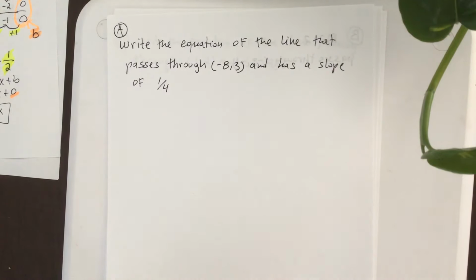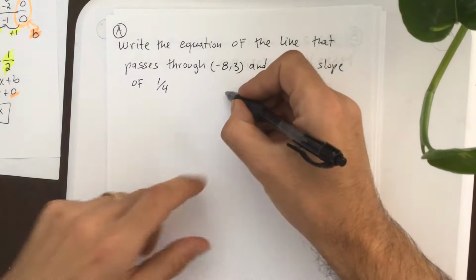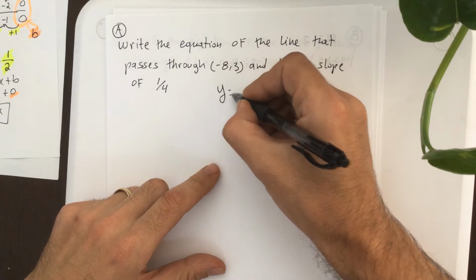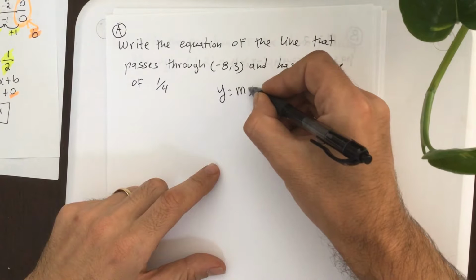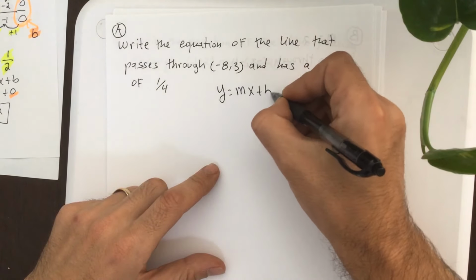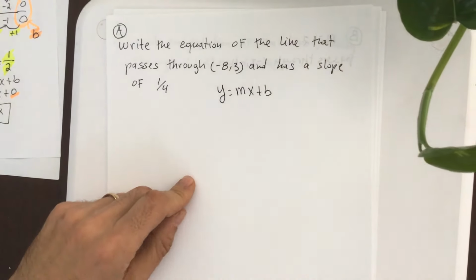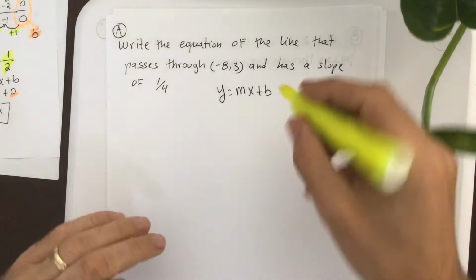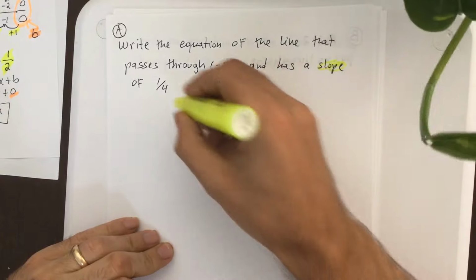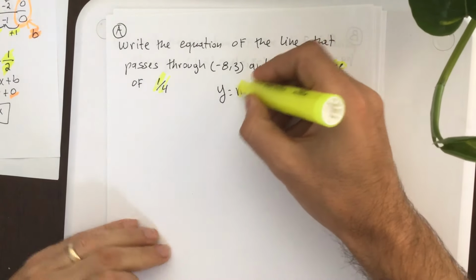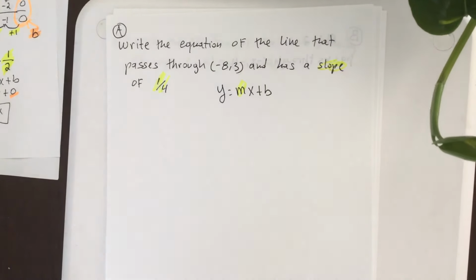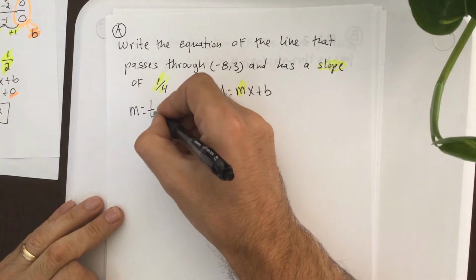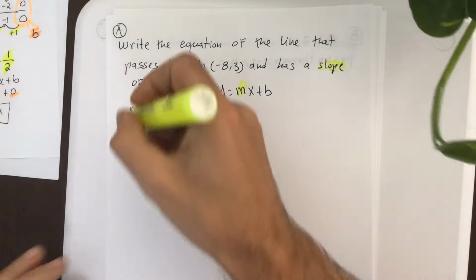So the first thing we're going to be doing, first of all, you've got to remember that we're going to be writing the equation in slope intercept form. So y equals mx plus b. I have the slope already, they're giving it to you. The slope is 1/4, so I can write it down on the side. So m is equal to 1/4.